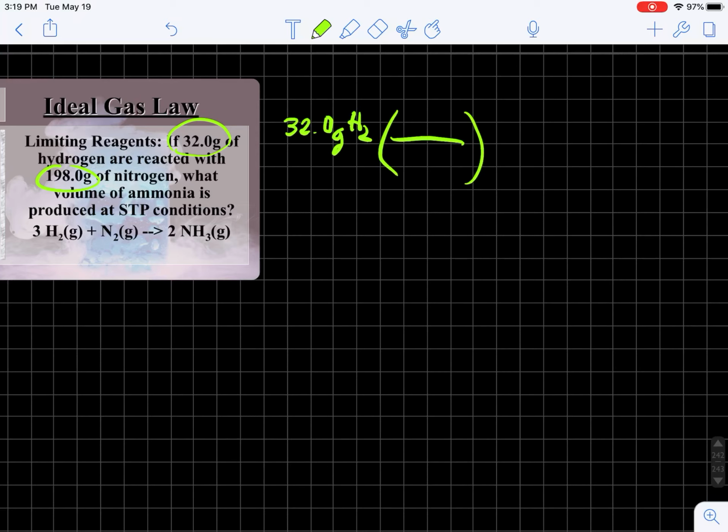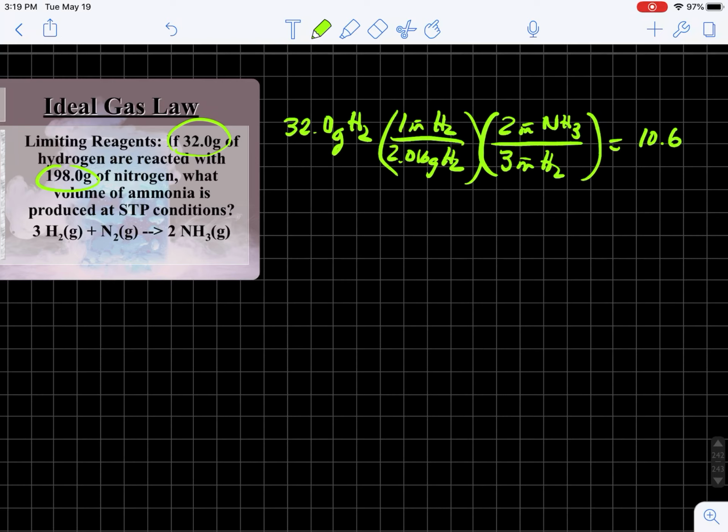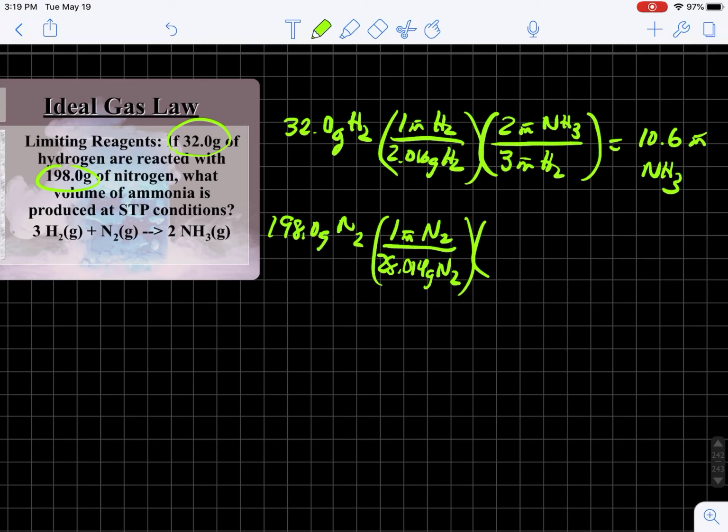So let's convert this and look up hydrogen on the periodic table. And according to the balanced equation, for every 3 moles of hydrogen, we produce 2 moles of ammonia. So I get 32 divided by 2.016 times 2 divided by 3, 10.6 moles. All right, so now we'll do the same thing for nitrogen. Again, just look up the mass of nitrogen on the periodic table.